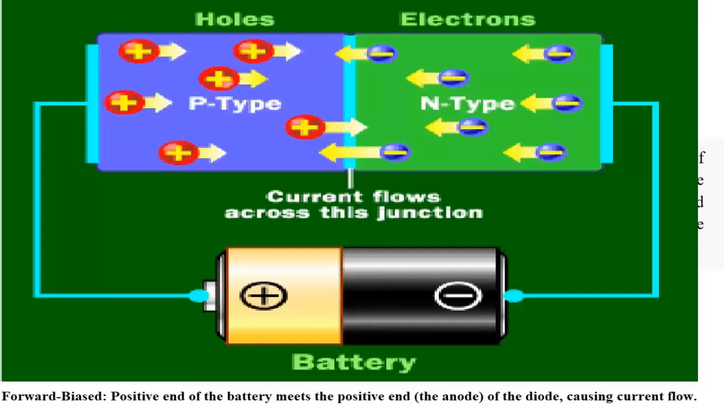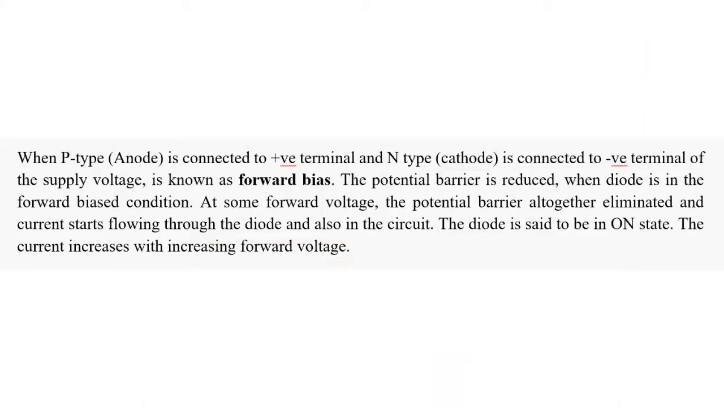When P-type anode is connected to positive terminal and N-type cathode is connected to negative terminal of supply voltage, it is known as forward bias. The potential barrier is reduced when the diode is in forward bias condition. At some forward voltage, the potential barrier is altogether eliminated and current starts flowing through the diode and also in the circuit. The diode is said to be on state. The current increases with increasing forward voltage.